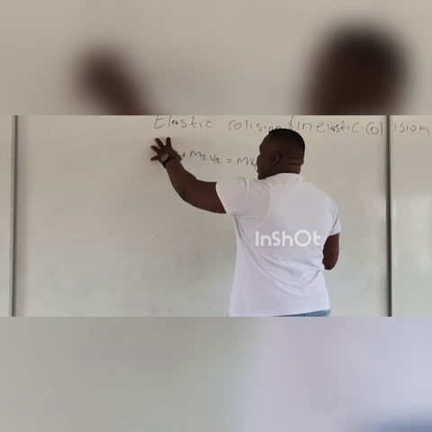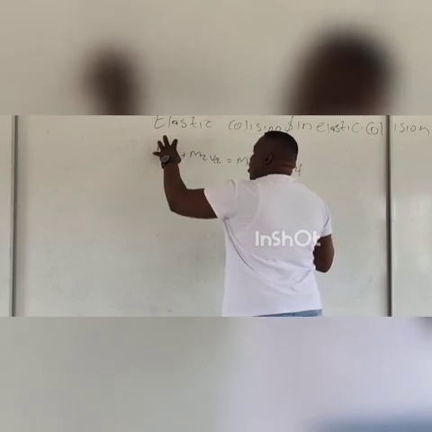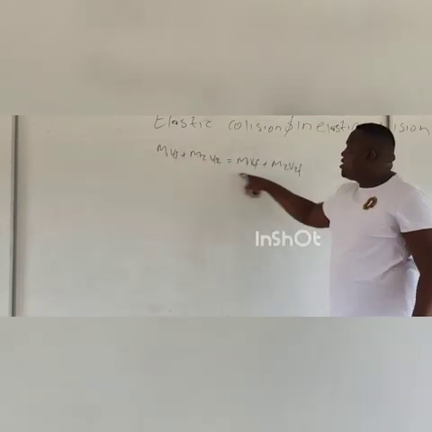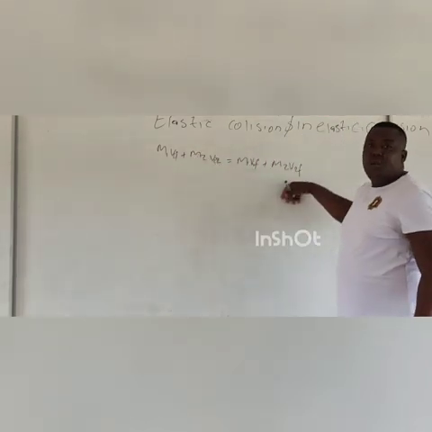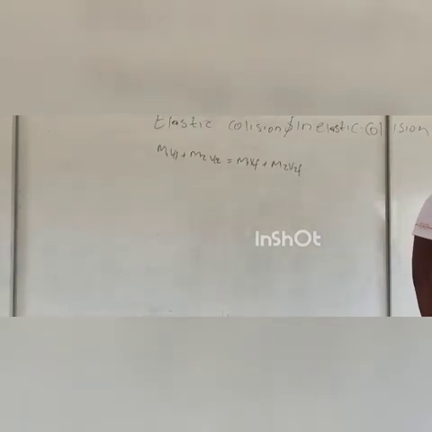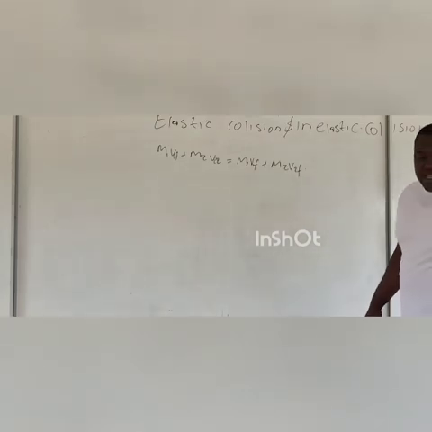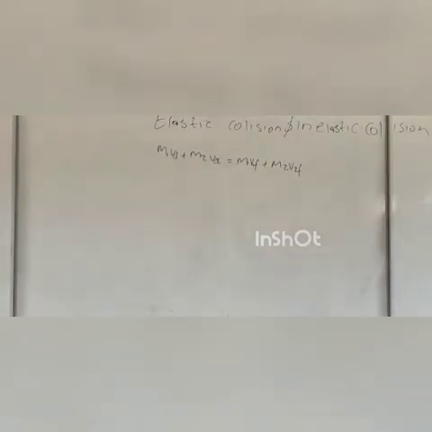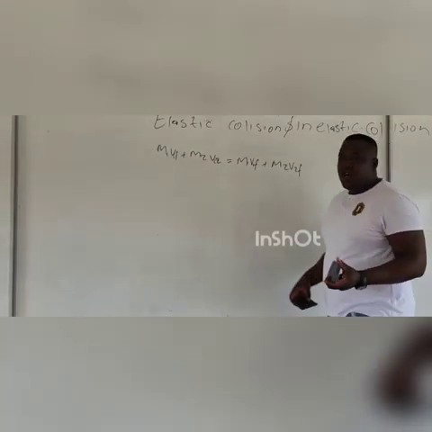So you can see that we've got the momentum of the first object and the momentum of the second object. It simply implies that we are talking about two objects. And that's where elastic collision and inelastic collision come in. When we talk about collision, we are talking about a situation where two objects collide together.